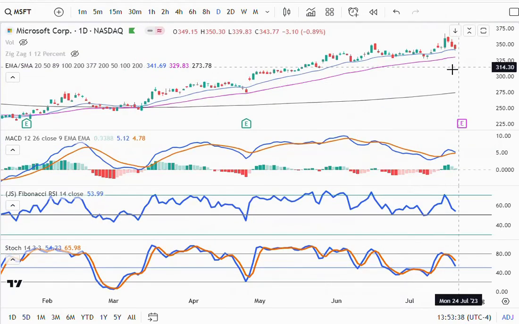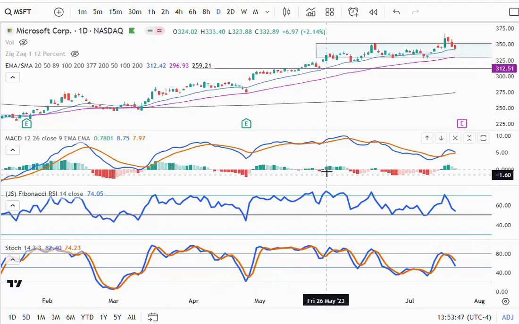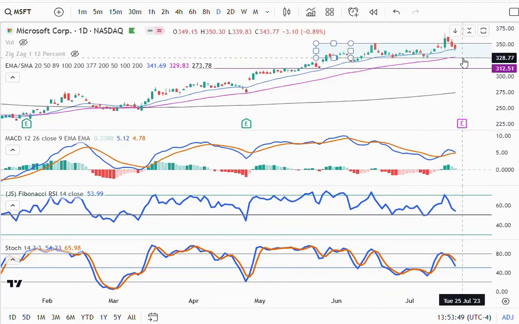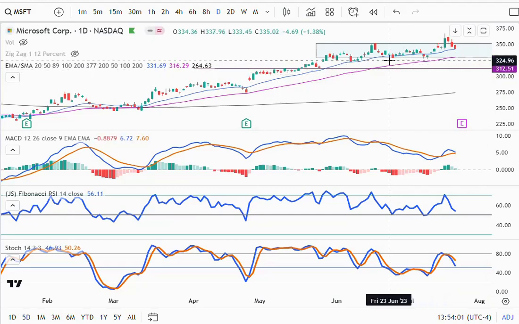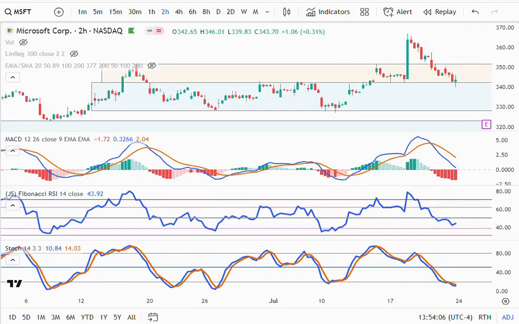Even on a daily basis, if it pulls back, what are some of the levels I'm looking at? The level I would be interested in would be this 50-day moving average. If it breaks below the 20 EMA, the next level I would be interested in is the 50 EMA, which is around 329. You can see that there's still quite a bit of support right here. You can see it clearly on a 2-hour time frame.